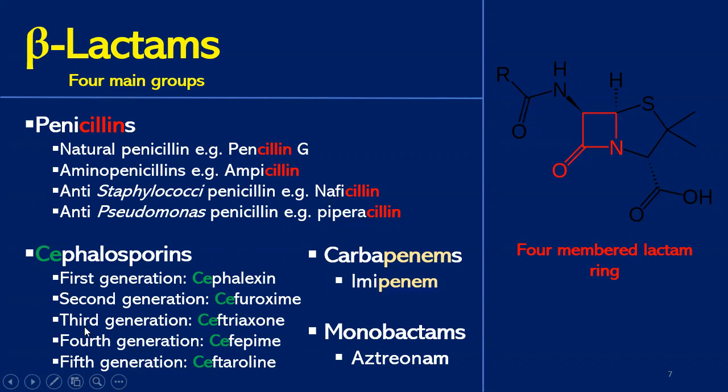And regarding the cephalosporins, they are classified into generations depending on the time of discovery or the introduction of those cephalosporins to clinical practice. So the first generation means that those are the first cephalosporins introduced to clinical practice, while the fifth generation is the most recent cephalosporins that we're using in our hands.